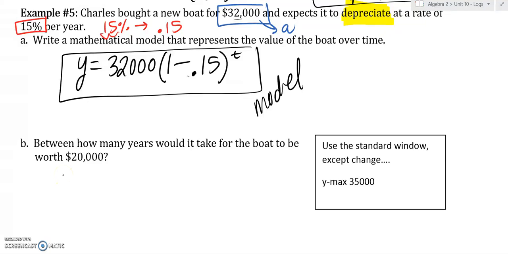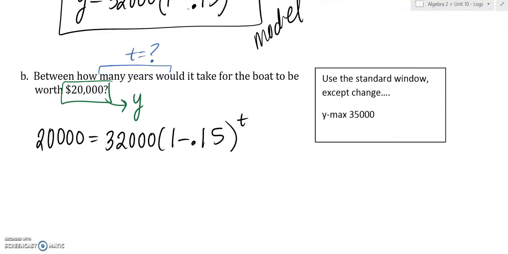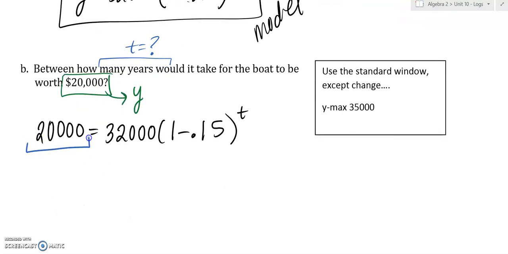Well, here's what I want us to find right below. This is where you're definitely going to need a calculator. How many years would it take for the boat to be worth $20,000? So how long, T, will it take for the boat to be worth $20,000? That's the Y, right? The final. I'm going to do 20,000 is equal to 32,000 times 1 minus 0.15 to the T power. I'm looking for time, how long? This is like what we practiced if you watched part 1. You take this first number, 20,000, you put it into Y1 in your calculator. You take this whole second chunk, you plug it into Y2.